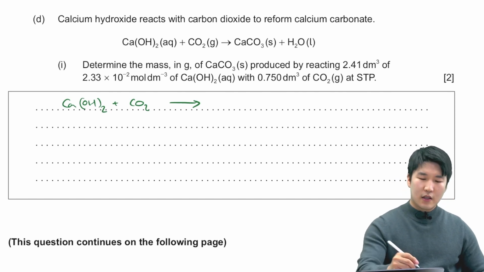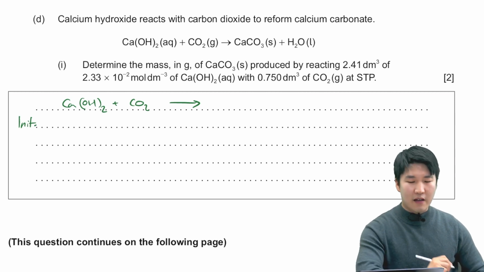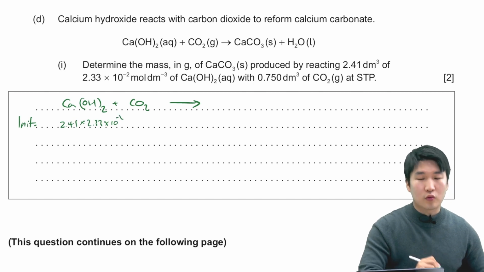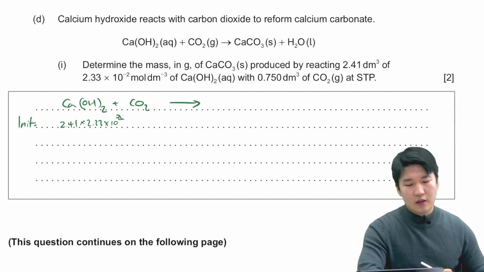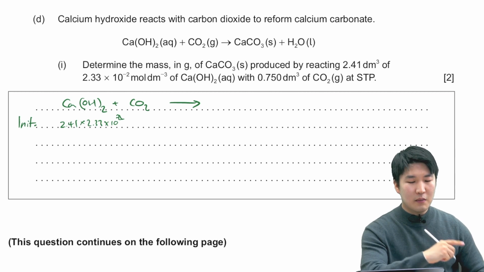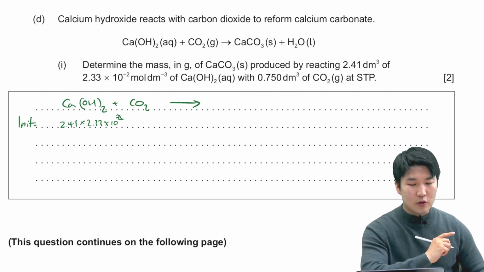Okay. Initially, we're going to have 2.41 times 2.33 times 10 to minus 2. N equals CV. V being 2.41, C being 2.33 times 10 to minus 2.